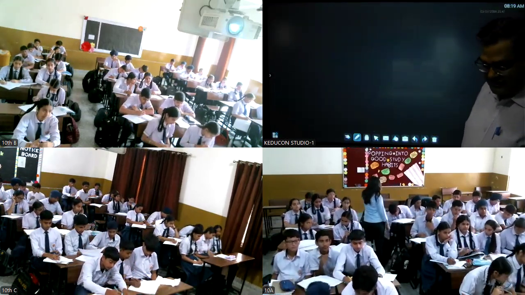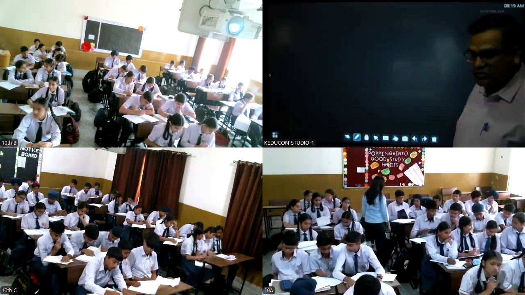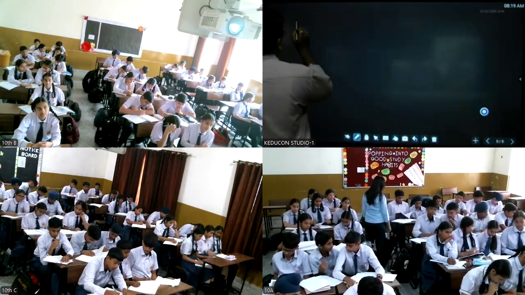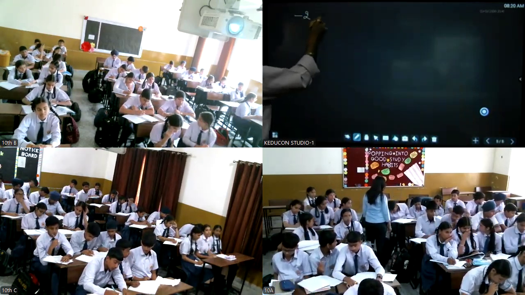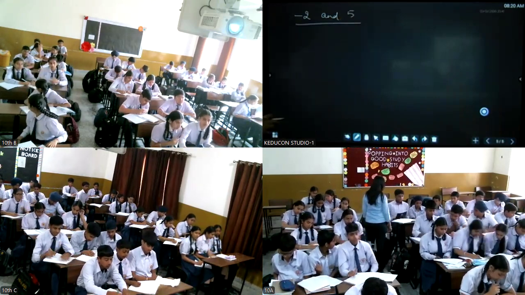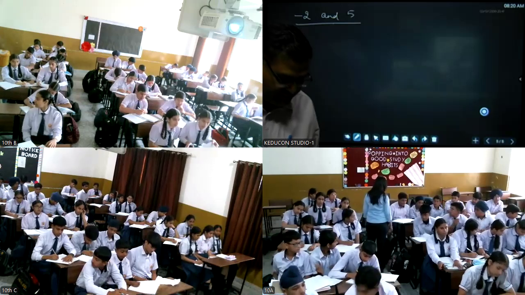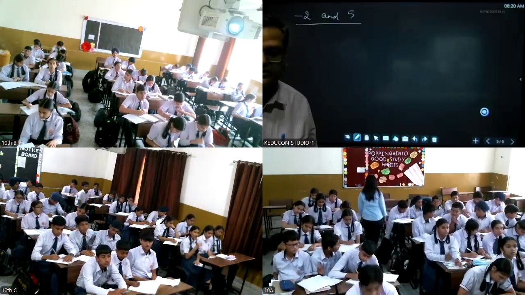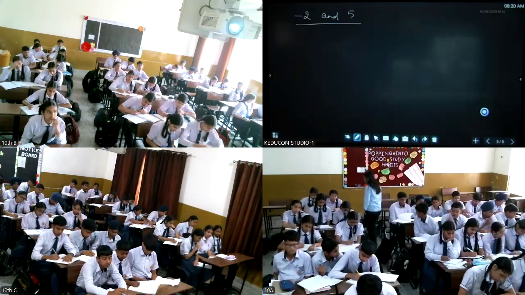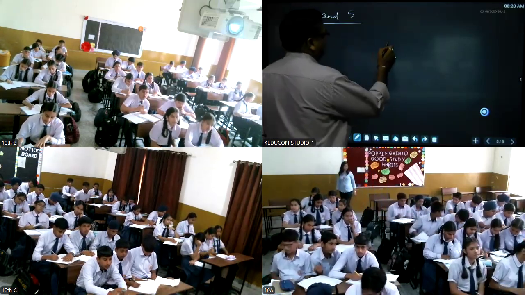Question number 10. The number of polynomials having zeros minus 2 and 5. Having zeros minus 2 and 5, how many polynomials can there be which can have these two zeros? Yes, tell me, students. See, to do this question, understand the concept.